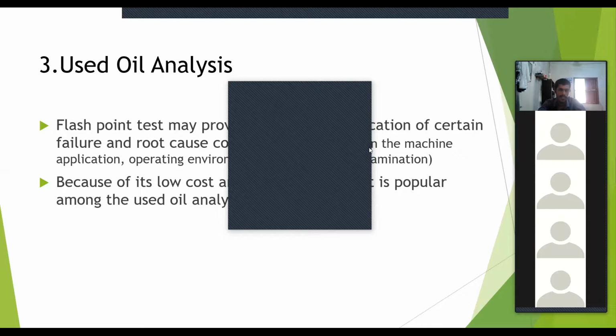Y greater than X. After using it, the flash point will be increased. You are saying? No, the flash. Yeah, you're right. You're right.